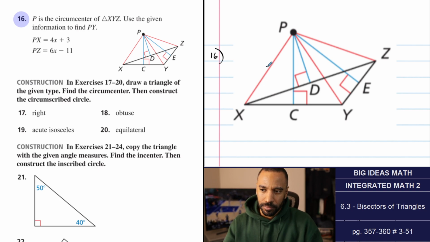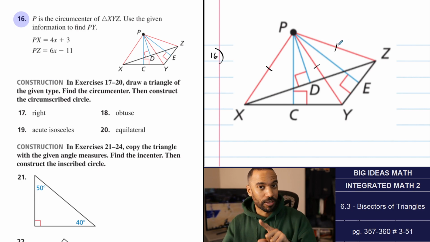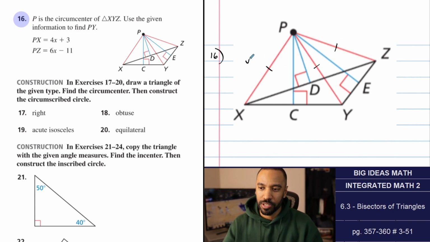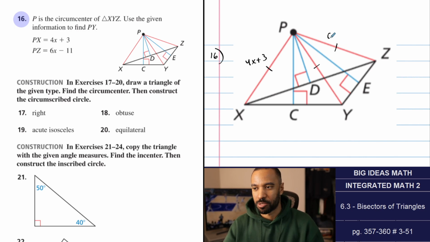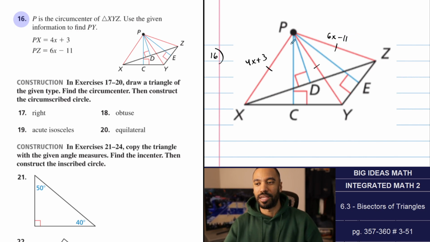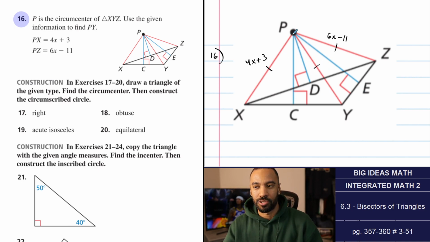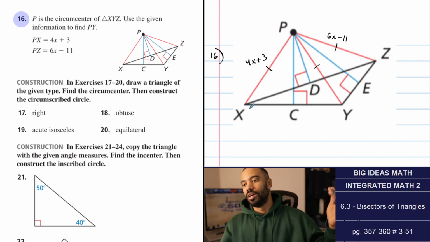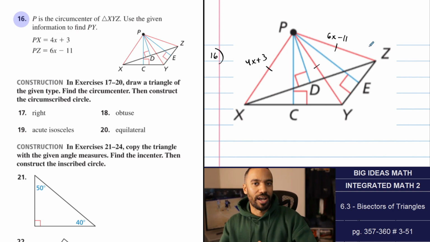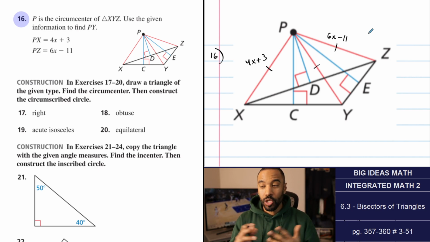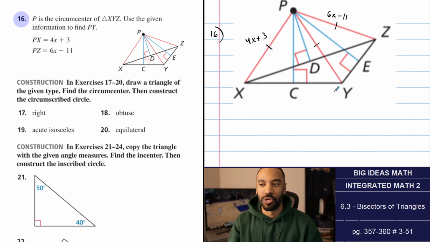All right, PX is where? Right here. By the way, these are the ones that are going to be equal lengths, so I'm going to mark those right now. PX is 4x plus 3. PZ is 6x minus 11. Much easier to talk about right here. You can clearly see the perpendicular bisectors are all right there, and here's the circumcenter. You can tell here we're clearly talking about those lengths. So this is going to be a lot shorter to do as a problem. They probably should have started with this one.